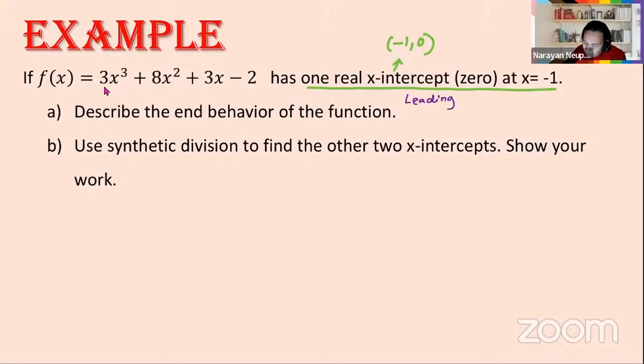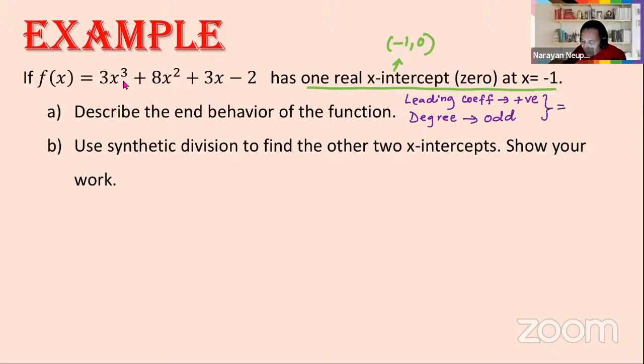Okay, the leading coefficient is positive. And then the degree, you can see the highest power of x is 3, so the degree is odd. Okay, the degree of this polynomial is odd. So what is the meaning of that?